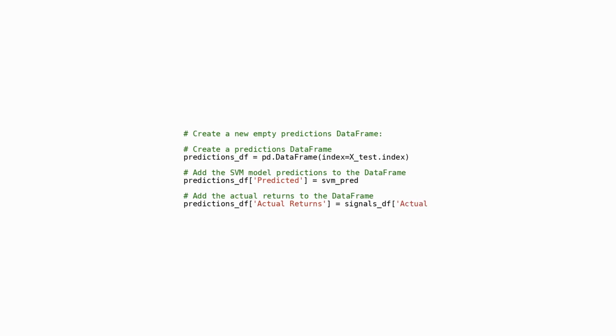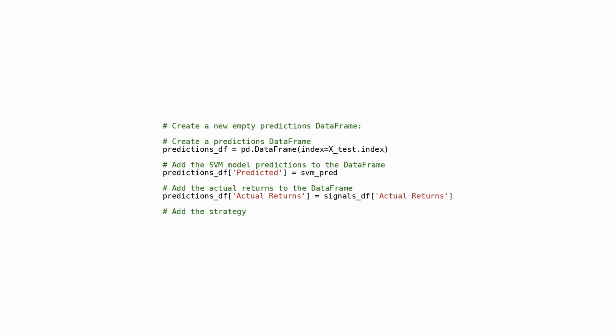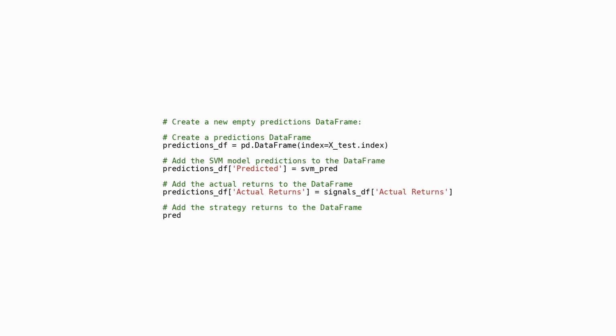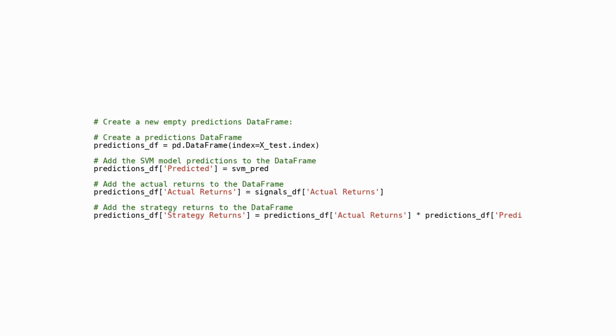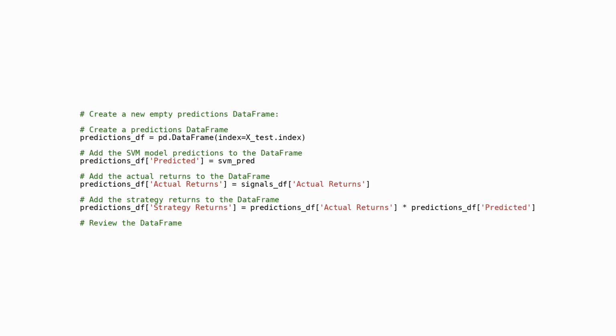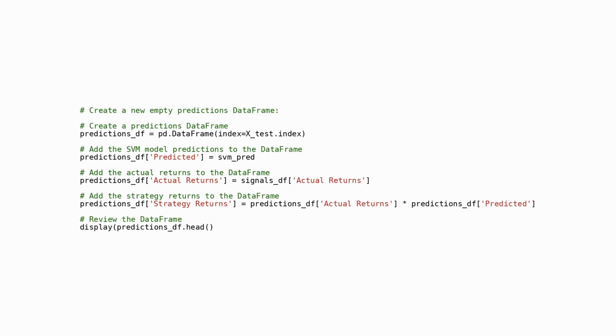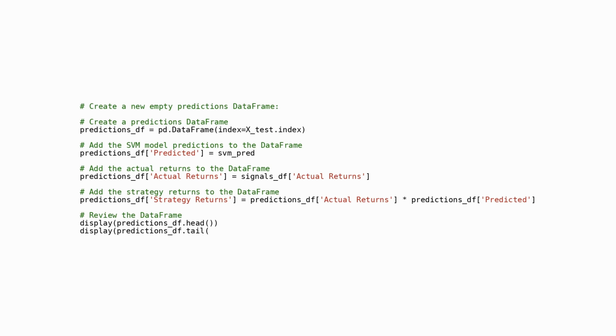Subsequently, the column actual returns is added, containing data from a column in yet another data frame referred to as signals_df. This suggests that the data frame may pertain to financial data where actual returns could signify the returns of a financial asset. The third column, strategy returns, is calculated by multiplying the actual returns by the predicted values, which might indicate the performance of a trading strategy if the predictions are interpreted as signals, e.g., 1 for buy, -1 for sell. Finally, the code uses the display function to show the first and last few rows of the predictions_df, giving an overview of the data frame contents at both the beginning and end of the dataset.